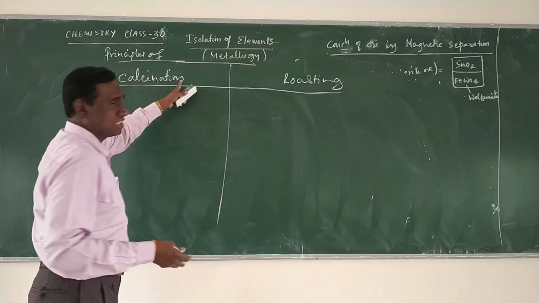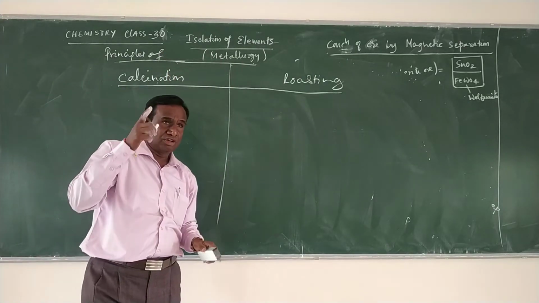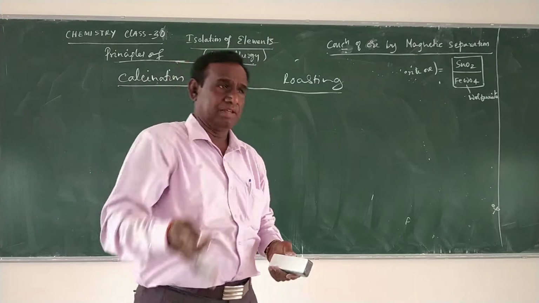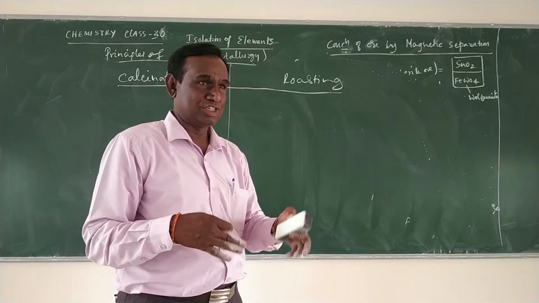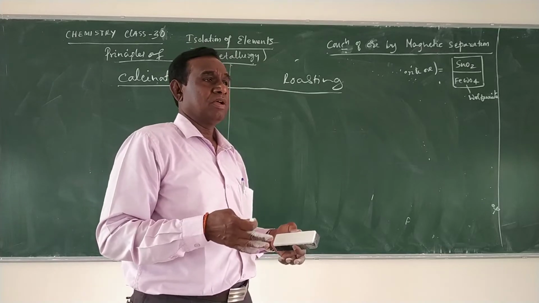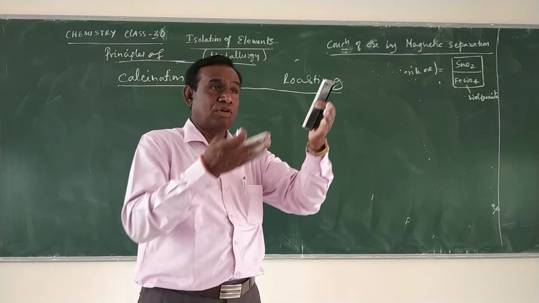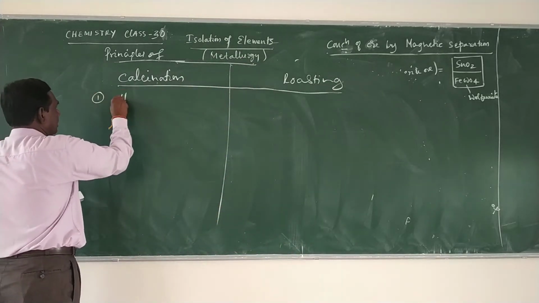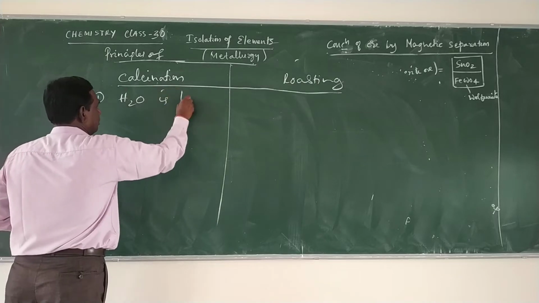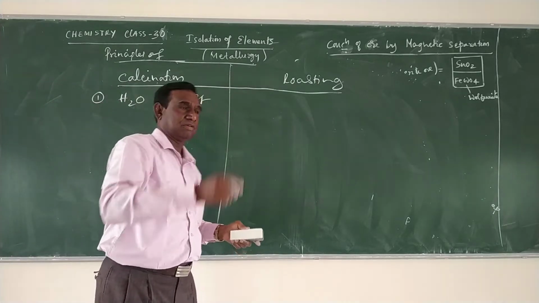Now what is calcination? Calcination is a heating process in metallurgy where the concentrated ore is heated strongly but below its melting point, in limited or no supply of air, so that the following changes take place. First, moisture that is present, water, is lost.